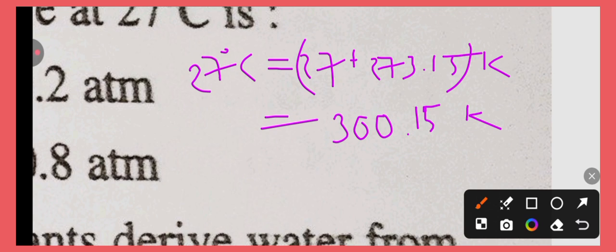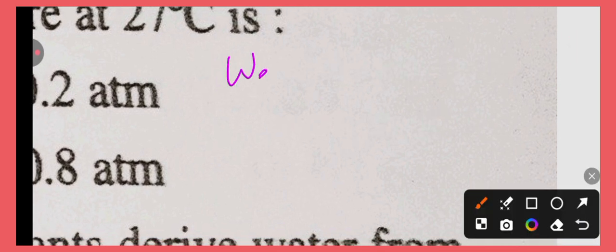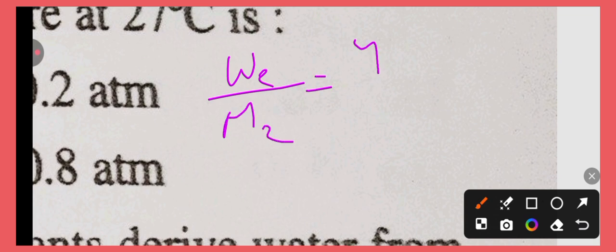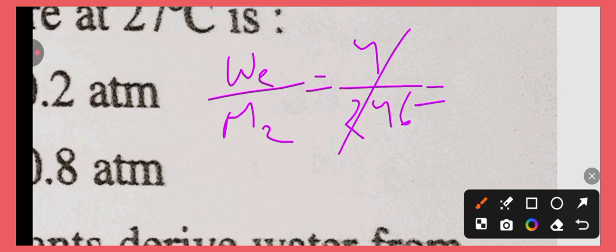In second step, we need to calculate the number of moles of solute. That is, number of moles of solute is weight of solute divided by molecular mass of solute. Weight of solute is 4 gram and molecular mass is 246. When it cancels out, it gives 0.026.